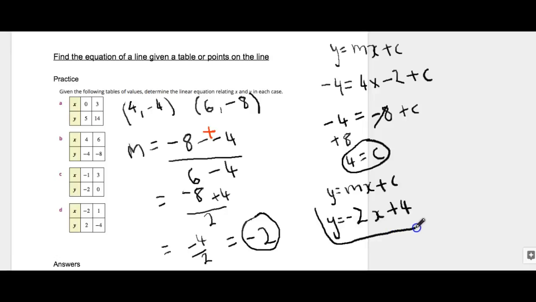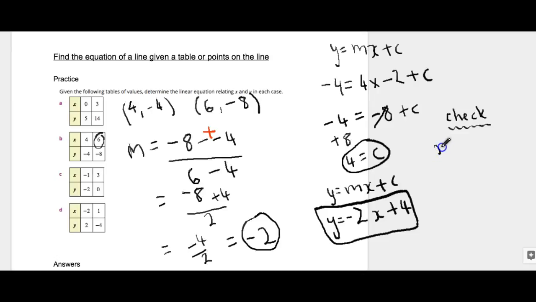Now, if you want, and I doubt anyone will probably do this, you can actually check your answer. So let's go back. Instead of choosing 4 and -4, let's choose 6, -8. So I'm going to substitute in this 6 to see if the equation is equal to -8. So let's just go here and we'll check. You don't have to do this, but if you're in a test and you have a bit of time left over, you can always check your answer.